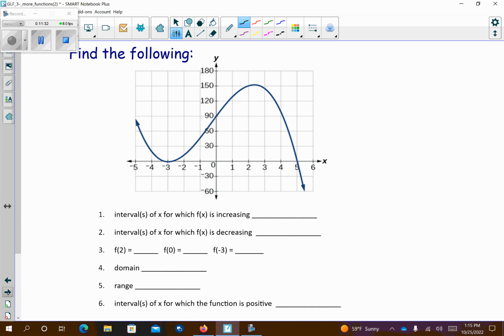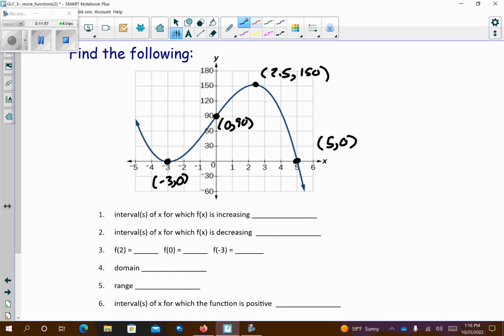Then we have this new graph, this nice curve. So I know this point right here is the point negative 3, 0. I know this point right here is 0, 90. I know this point up here is about 2.5, comma 150. And I know this point right here is at 5, comma 0.